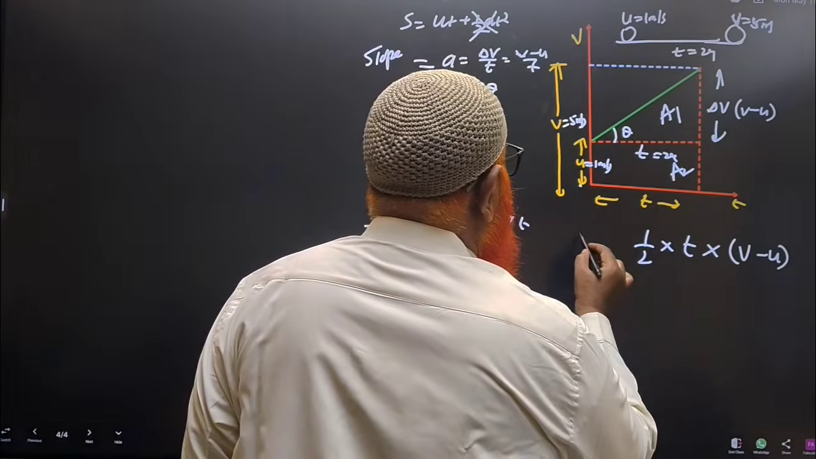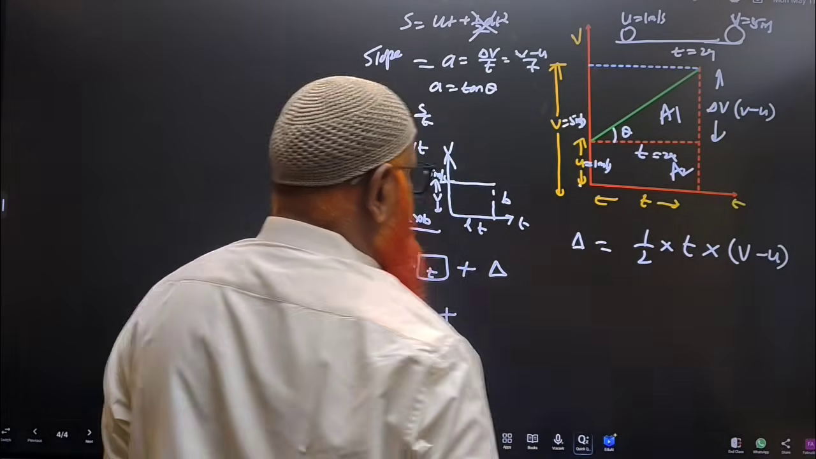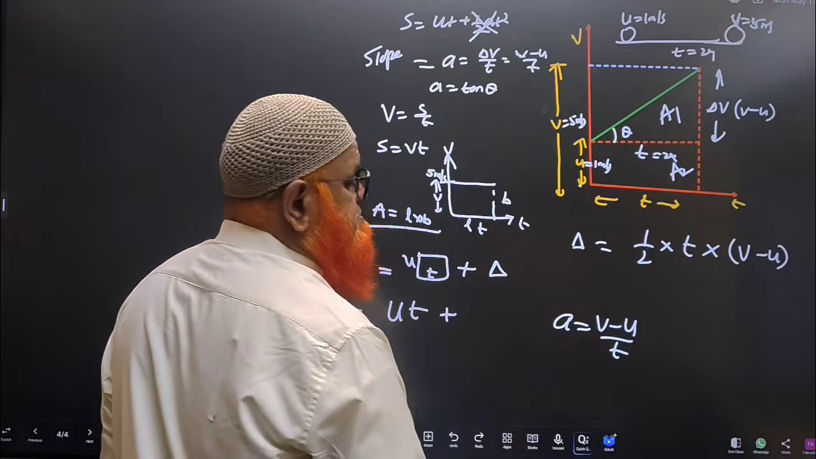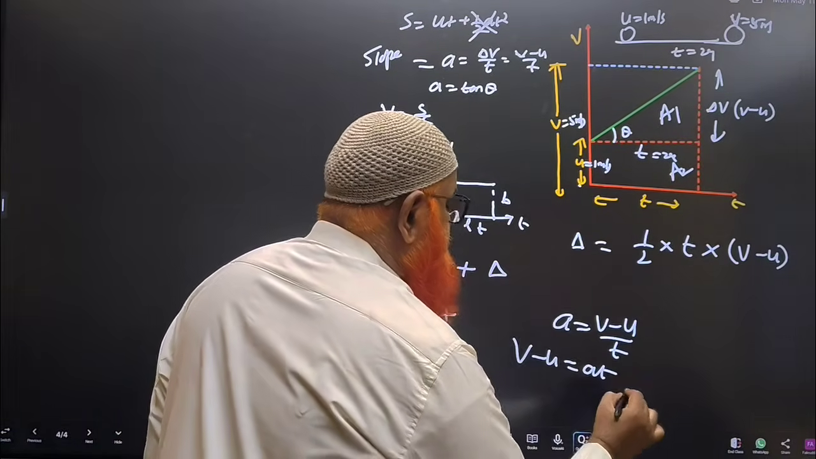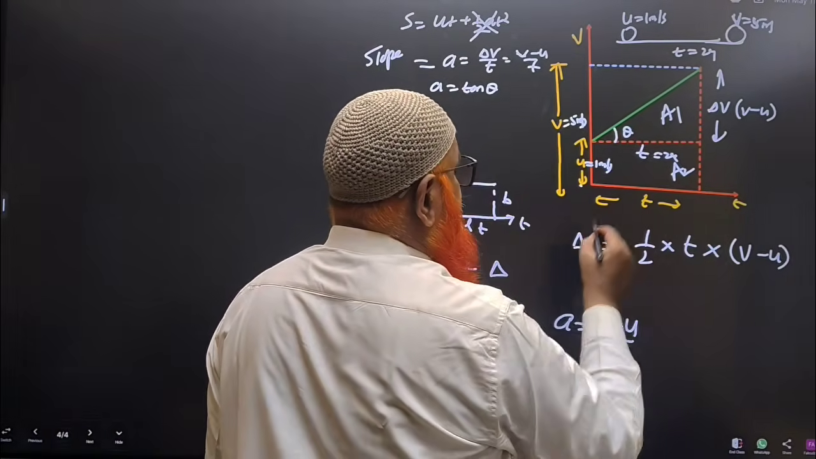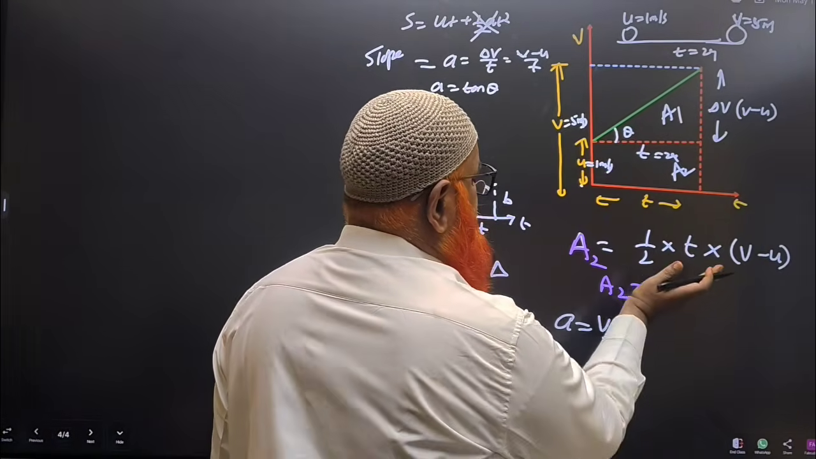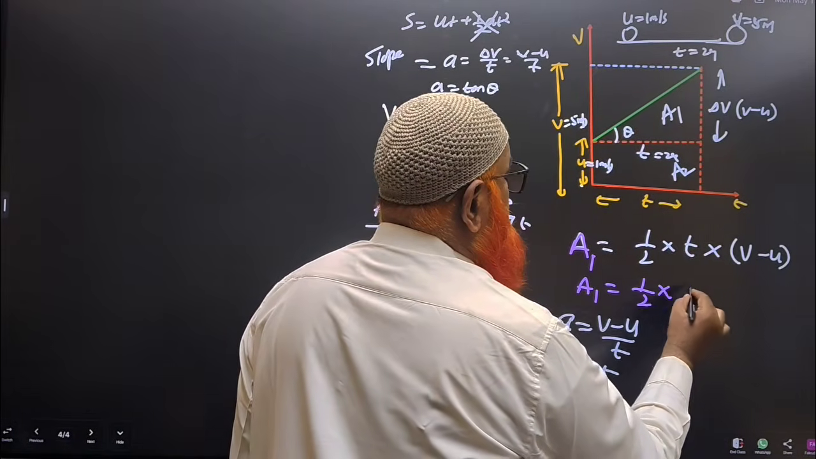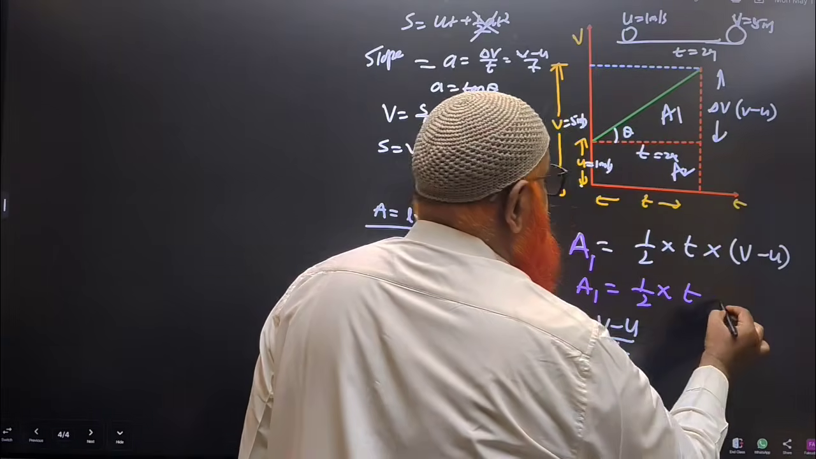Now I got the area of a triangle formula. But you already know a is equal to v minus u by t. So v minus u, can you write it as at? I'm just replacing v minus u here. So the second area, which is taken as a2, and a1 is the first area. The triangle is what we need: half into time, v minus u is written as a into t.